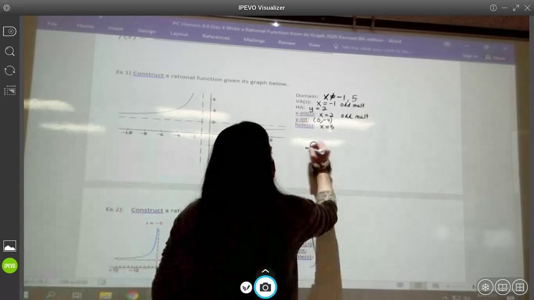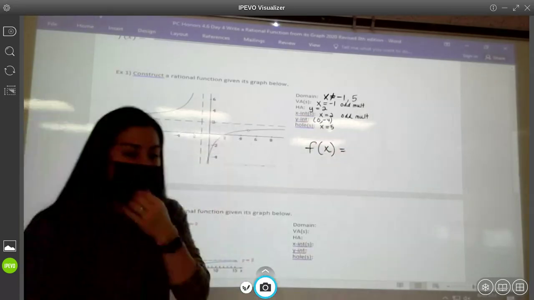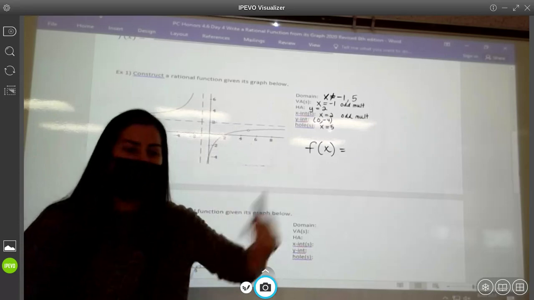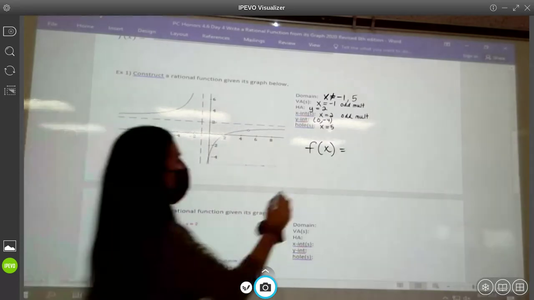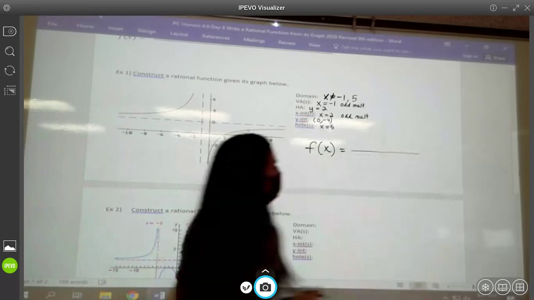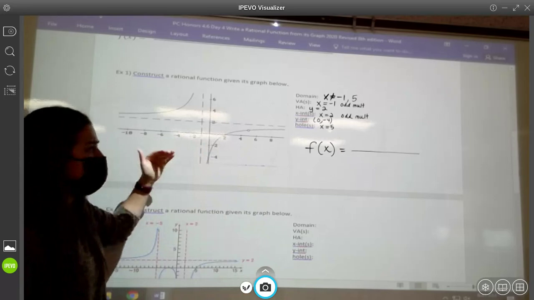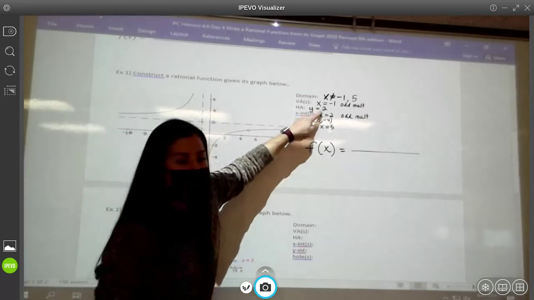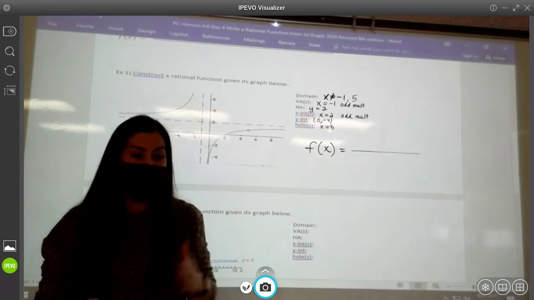Okay, now let's use this information to write his equation. So we're going to start with f of x equals. Normally when I have you write an equation, I start you with that a value, that leading coefficient. I'm not going to do that because we're going to start with our leading coefficient right away. So guys, it's a rational function, so we need a top and a bottom. I know I had an HA at the line y equals 2. So I must have needed coefficients that reduced to 2 over 1.